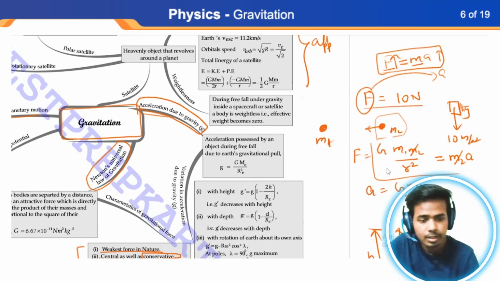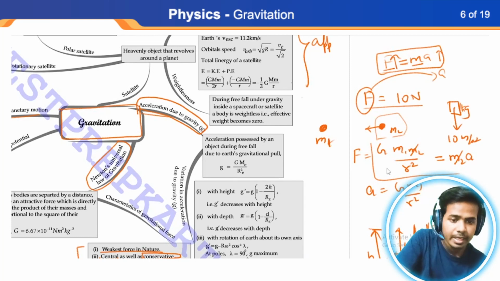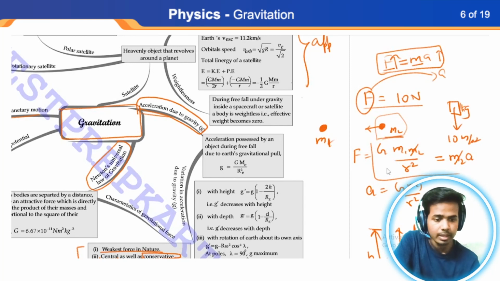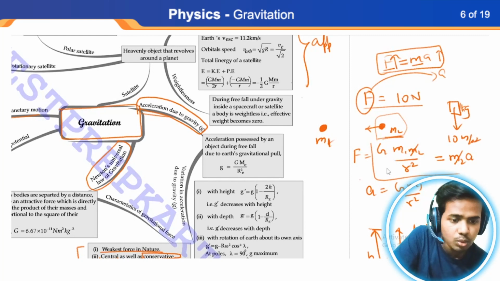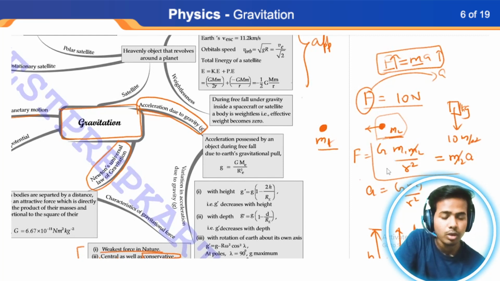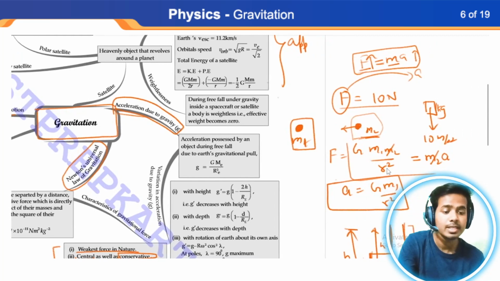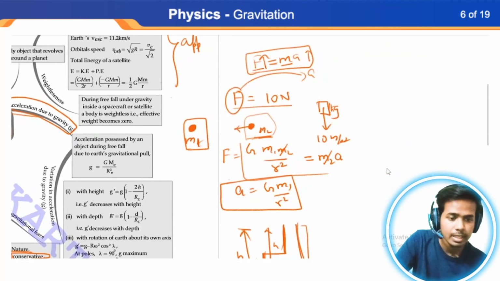So what it means is, if m1 is massive enough, then acceleration of the body m2 is not dependent on the mass m2, but it is only dependent on the mass m1. All right. So this is the acceleration which will be the result of gravitational force.